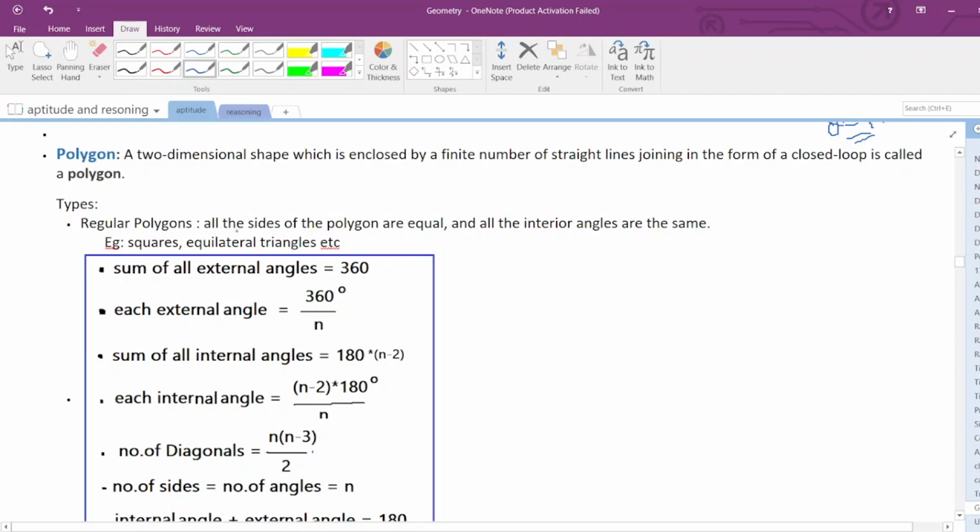In a regular polygon, all the sides of the polygon are equal and all the interior angles are the same. Consider a square here: all the sides are the same and the interior angles are also the same, exactly 90 degrees. If you consider an equilateral triangle, all the sides are the same and all the angles are also the same. If you observe these kinds of figures, you can directly say they are regular polygons.